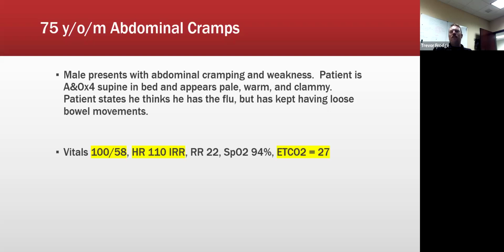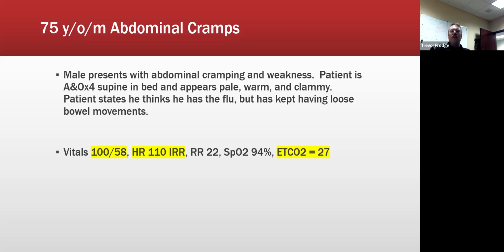So we get there, patient's alert and oriented times 4, he's laying in bed, he's pale, warm, and clammy. So he appears sick. Okay. Patient states he thinks he has the flu, and he keeps having loose bowel movements. Again, something that presents as very BLS. This guy's got diarrhea. That makes sense why he might be pale, warm, clammy, laying in bed.